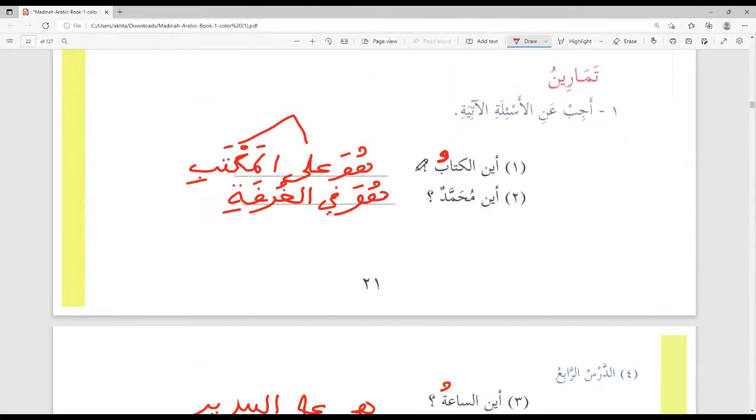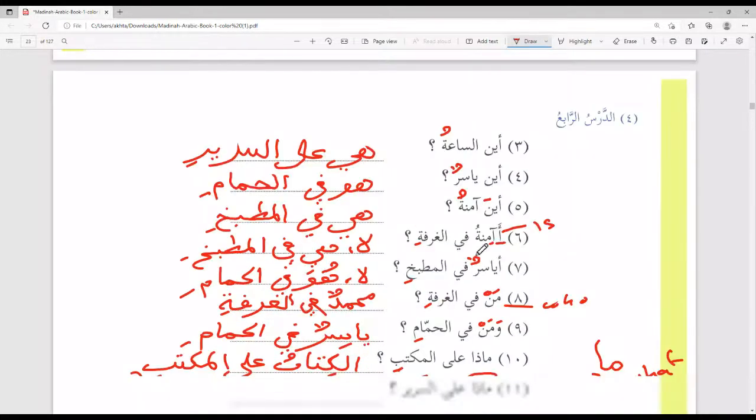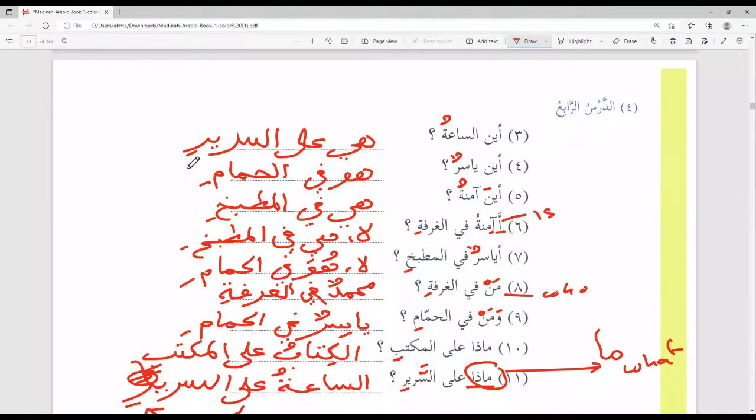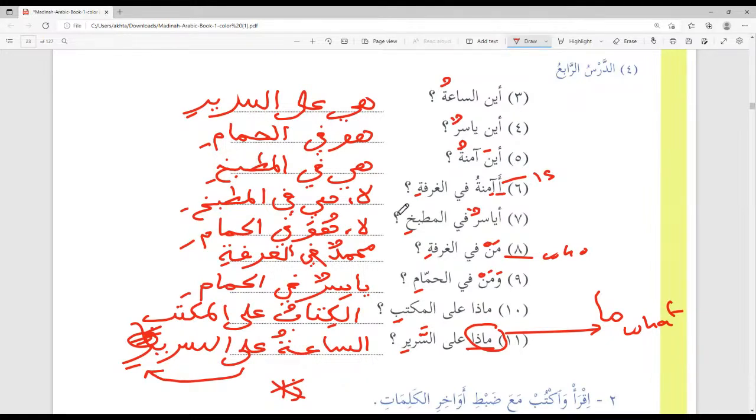Let's go through them again. أين الكتاب؟ هو على المكتب. أين محمد؟ هو في الغرفة. أين الساعة؟ هي على السرير. أين ياسر؟ هو في الحمام. أين آمنة؟ هي في المطبخ. أآمنة في الغرفة؟ لا، هي في المطبخ. أياسر في المطبخ؟ لا، هو في الحمام. من في الغرفة؟ محمد في الغرفة. ومن في الحمام؟ ياسر في الحمام. ماذا على المكتب؟ الكتاب على المكتب. ماذا على السرير؟ الساعة على السرير.